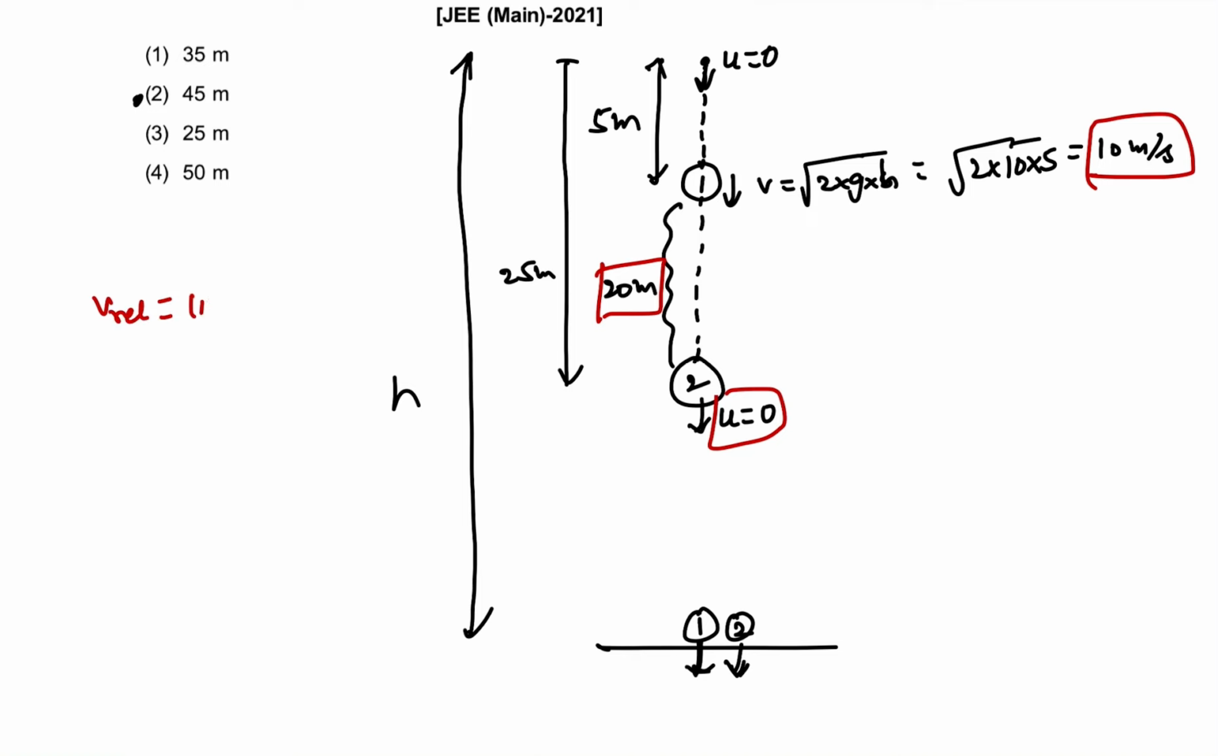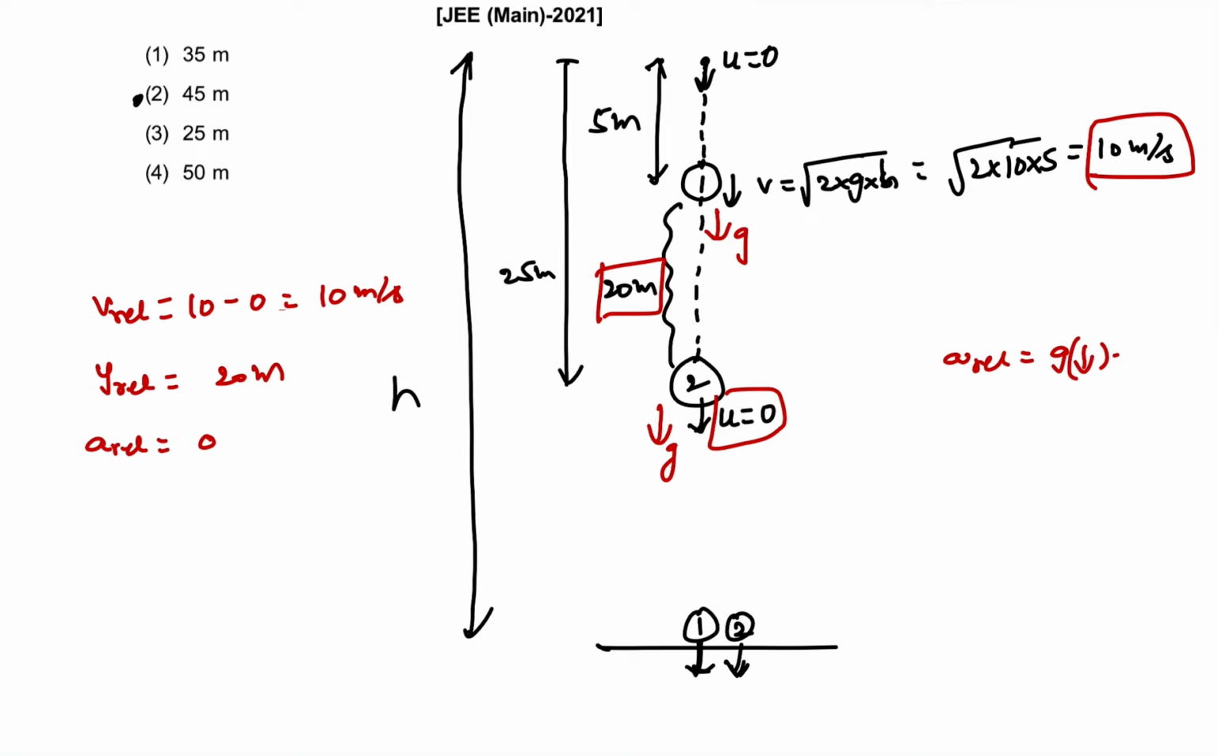You observe this relative velocity, we can write 10 minus 0, which is 10 meter per second, and relative separation y relative is equal to 20 meters. And a relative is equal to 0. Why is it 0? This is g downward direction, this is also g downward direction. a relative can be written as g downward minus g downward, so we get the value 0. If a relative is 0, v relative is constant.